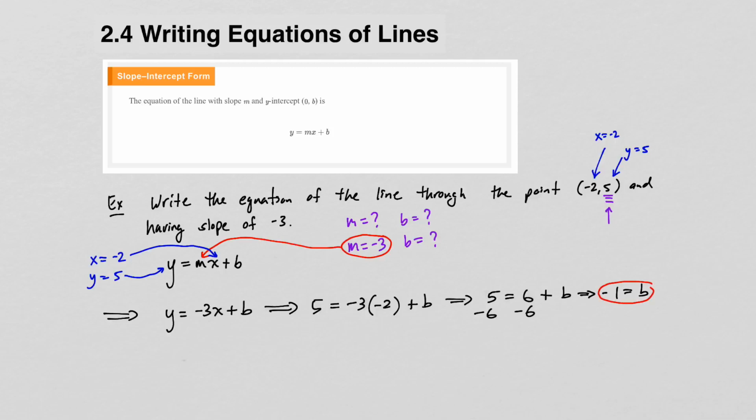So now we can write the equation of the line by taking the fact that we know the slope is -3 and we know the y-intercept is -1. We can combine those together, plug them both back into the equation y equals mx plus b, and that gives us y equals -3x minus 1.